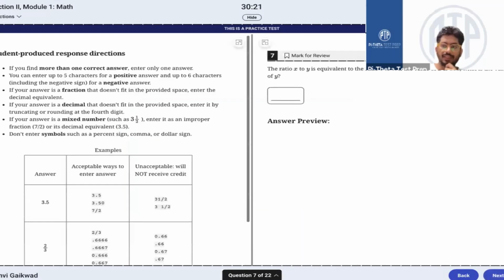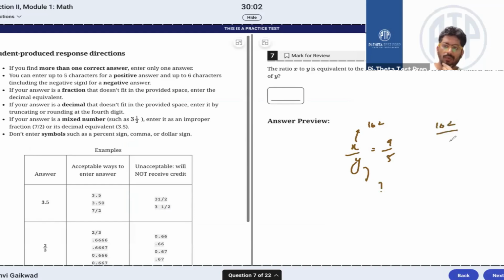Just read the question very nicely here. What they are telling you, you have to read that way, right? They are telling you the ratio x to y is equivalent to 9 by 5, and the value of x is actually 162. They are asking you the value of y.